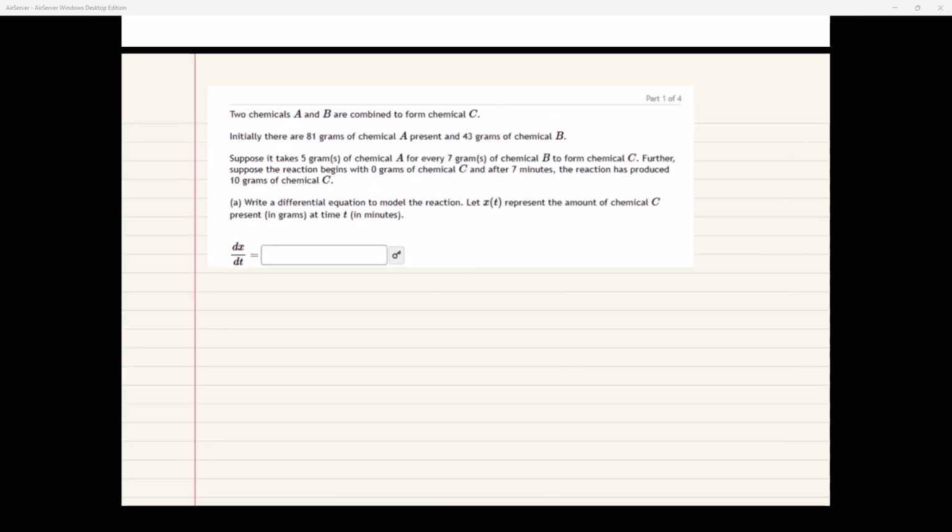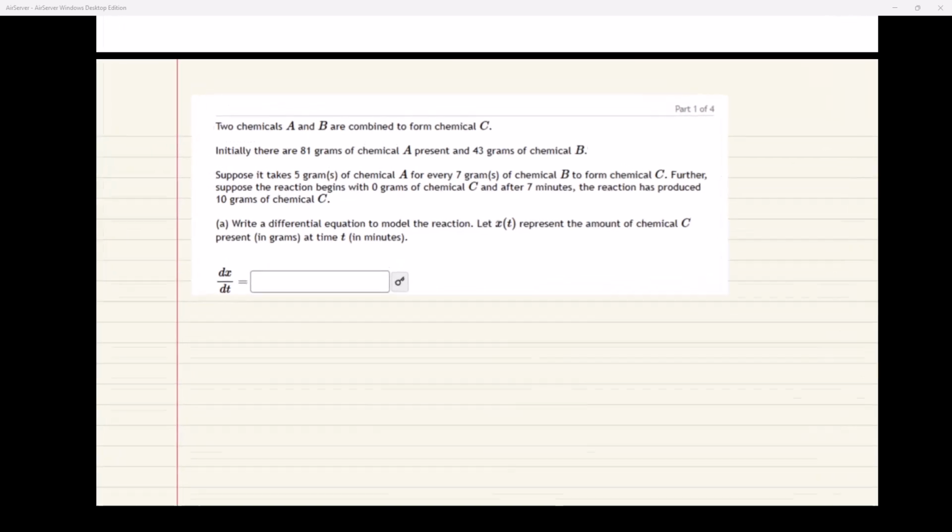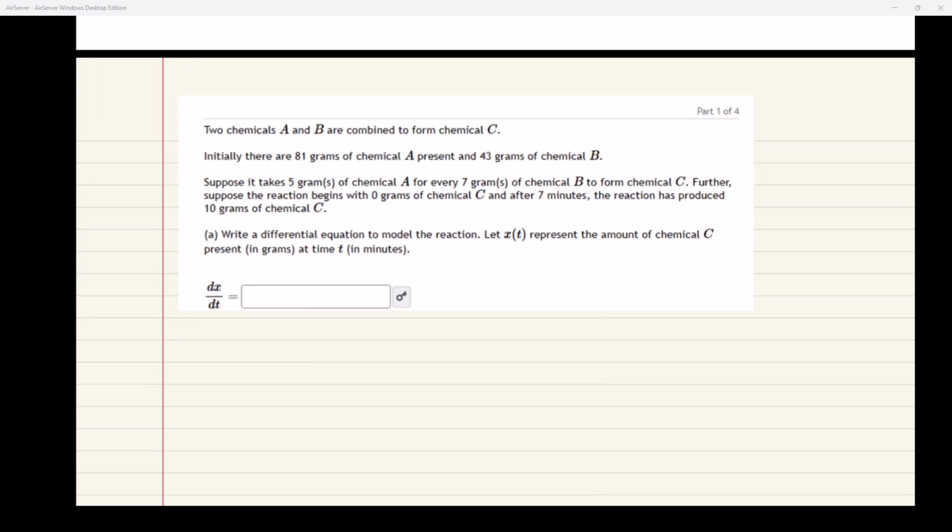Okay, there is a lot going on in this question, and there are multiple parts, so let's begin with part 1. Again, two chemicals A and B are combined to form a third chemical C, and initially there are 81 grams of A present and 43 grams of B present. The rate at which chemical C is produced is based on a model called the law of mass action, which is to say that the rate of increase in chemical C is proportional to the amount of the other chemicals that remain.